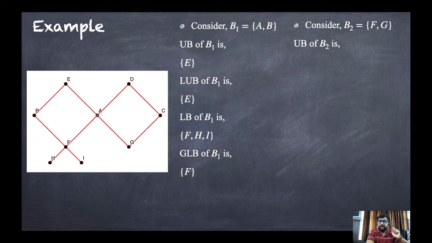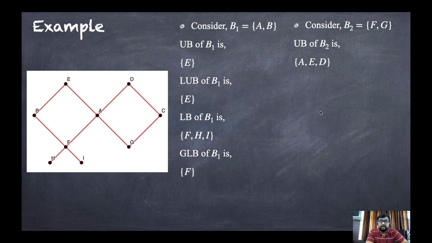Now is A an upper bound? Now we can go from F to A. Yes, we can go from G to A. Yes. So A is an upper bound. Now for E, can we go from F to E and G to E? So F to E: F to A, then A to E. Yes, we can go, and G to A and A to E. So we can go. So E is also an upper bound, and in the same manner by symmetry, D is also an upper bound. So there are a total of three upper bounds, that is A, E and D.